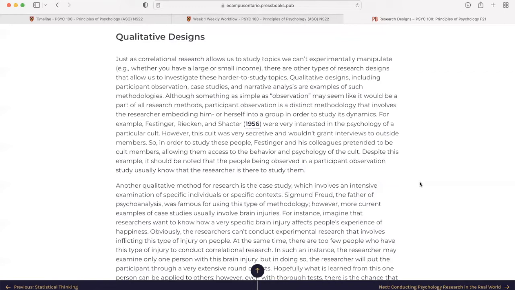Despite this example, it should be noted that people being observed in a participant observation study usually know that the researcher is there to study them.